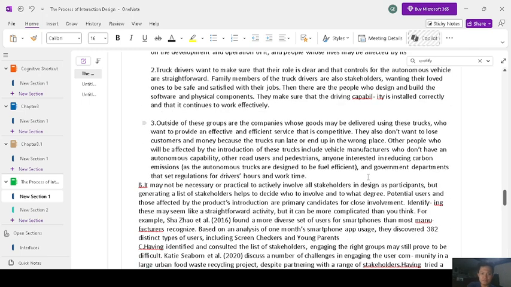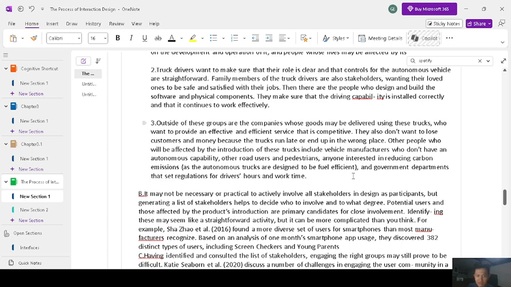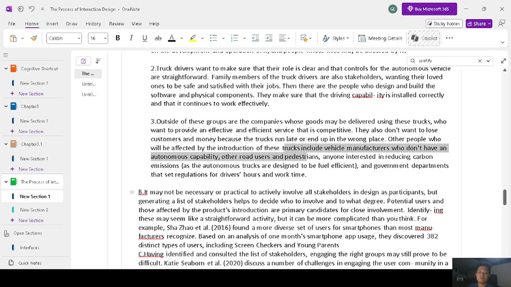Outside of these groups are the companies whose goods may be delivered using these trucks, who want to provide an effective and efficient service that is competitive. They also don't want to lose customers and money because the trucks run late or end up in the wrong place. Other people who will be affected by the introduction of these trucks include vehicle manufacturers who don't have an autonomous capability, other road users and pedestrians, anyone interested in reducing carbon emissions, as the autonomous trucks are designed to be fuel efficient, and government departments that set regulations for drivers' hours and work time.